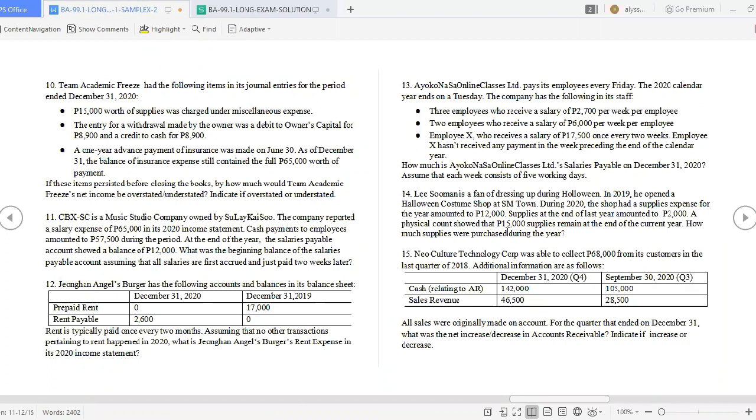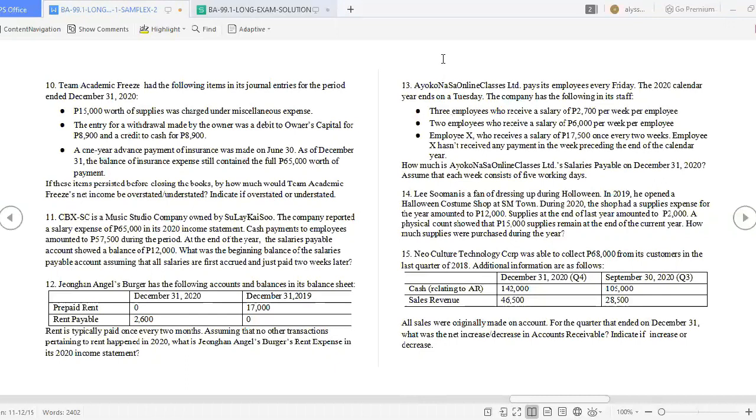Next, we'll go to number 16. So Neo Culture Technology Corp was able to collect 68,000 from its customers in the last quarter of 2018. So given below is additional information for quarter 3 and quarter 4 for the cash and sales revenue. So all sales were originally made on account. For the quarter that ended on December 31, what was the net increase or decrease in accounts receivable? So we need to indicate if it's an increase or decrease.